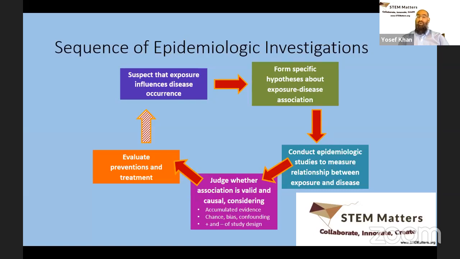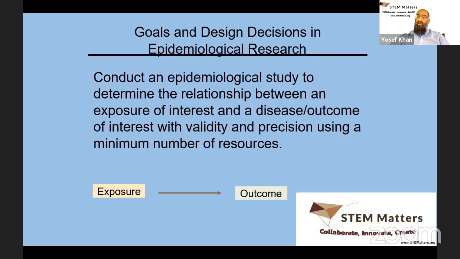Once we conduct that experiment or that study, we'll look at our data and we'll ascertain whether or not there really is an association. Is that association large, small? Is it valid? And then we'll evaluate that association and implement policies, treatments, guidelines. And really our goal in terms of the design and the decisions in epidemiological research is to understand that exposure and what is the relationship between an exposure and an outcome.